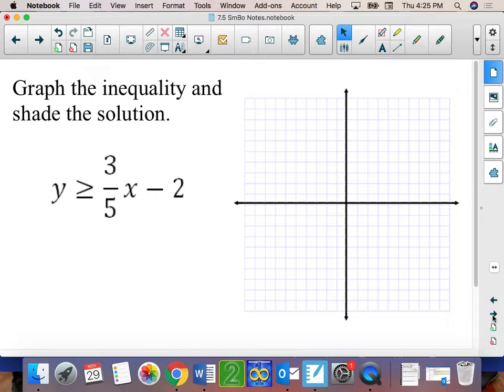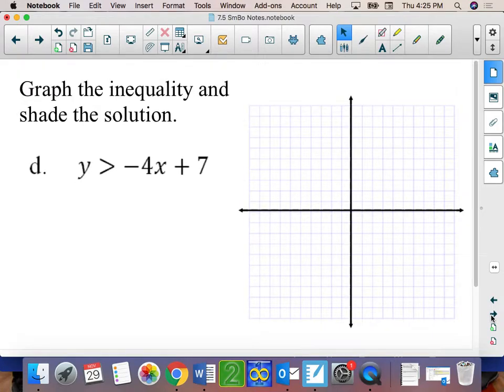Okay, so now let's go to this line. So we haven't done this line yet. So I'm going to start and I'm going to graph my y-intercept at +7. So I'm going to go up 7 on the y-axis. And then my slope is -4/1. Remember, if it's negative, you want to go down and right. Down and right, or you could go up and left.